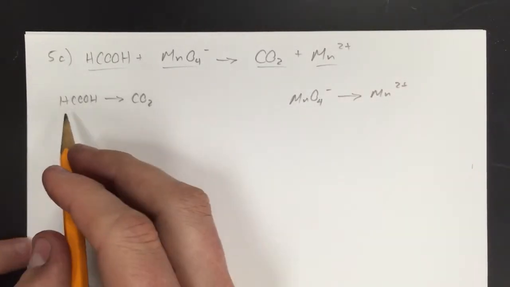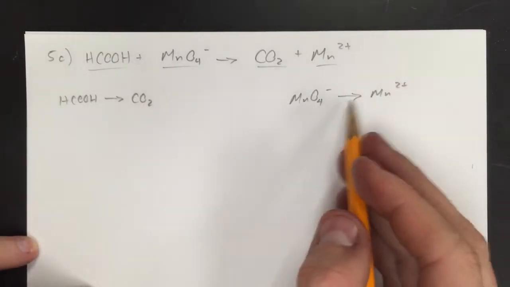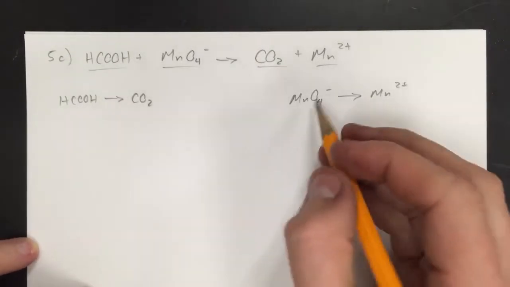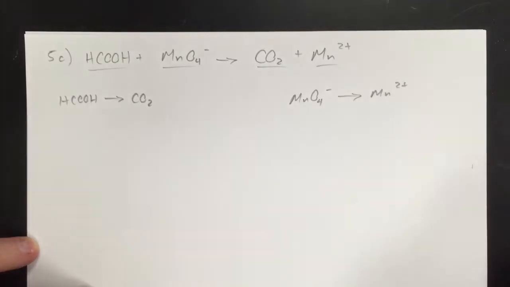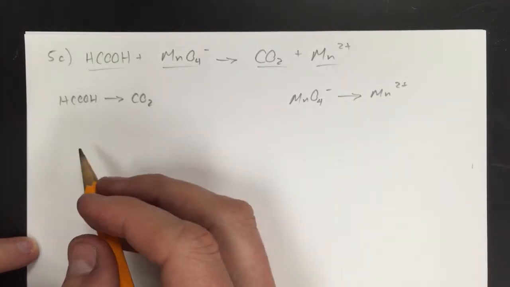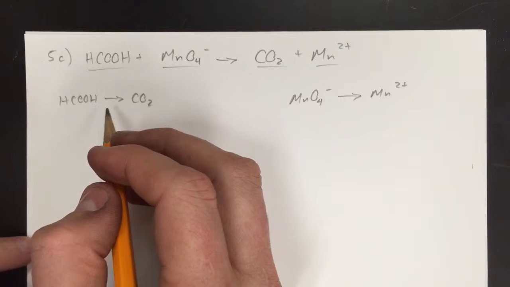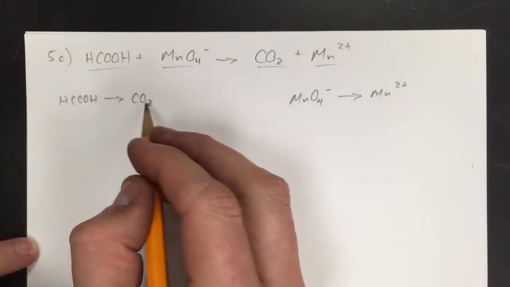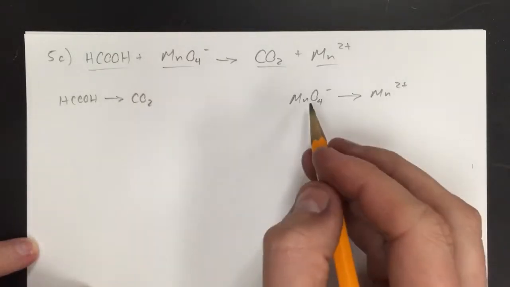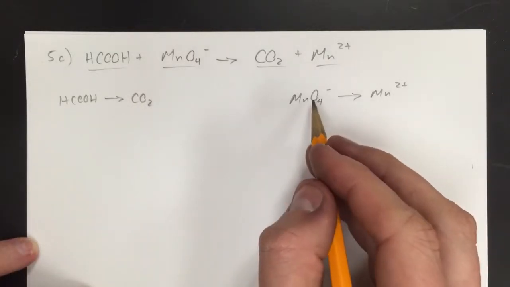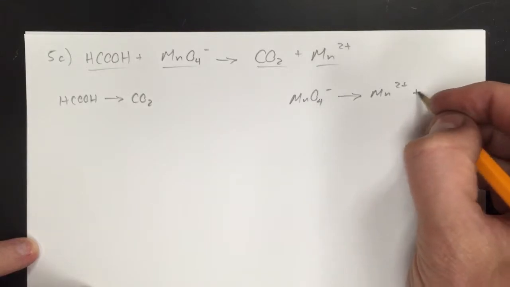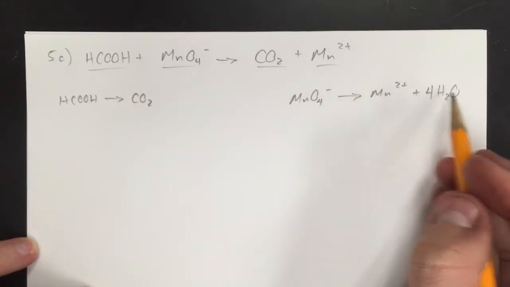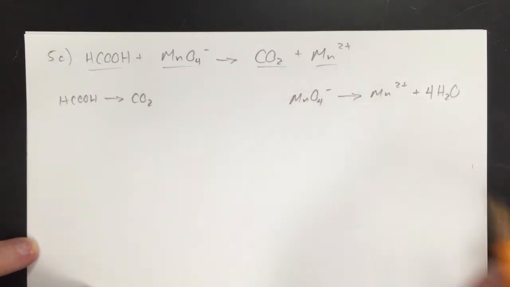Okay, so the first thing we do is we balance the non-hydrogen and oxygen things. This one is just carbon, so carbon's already balanced. This one is manganese, manganese is already balanced. The next thing we do is we balance the oxygens by adding water. We got 2 oxygens on this side and 2 on this side, so we don't have to do anything. But on this side we have 4 oxygens and no oxygens, so we need 4 waters in order to balance the oxygen. So now we have 4 oxygens on this side and 4 oxygens on this side.